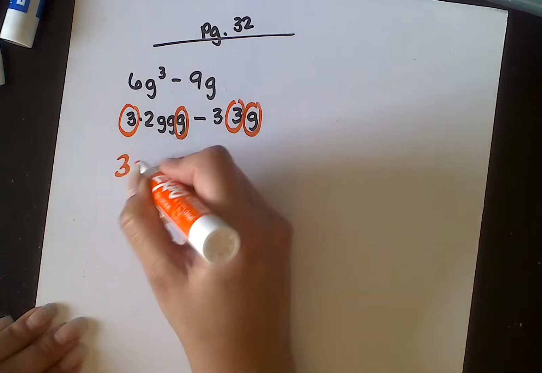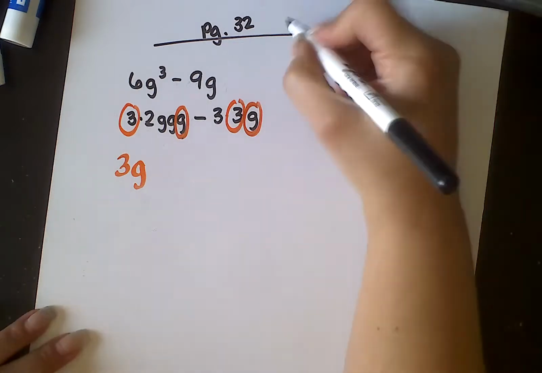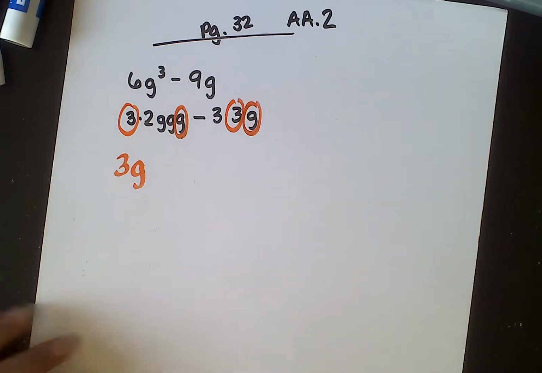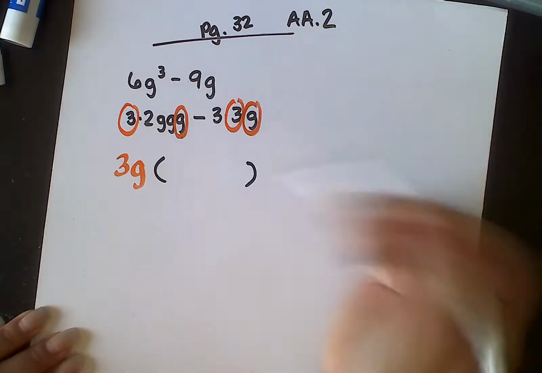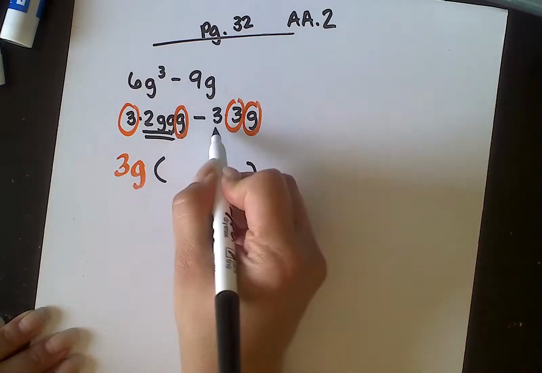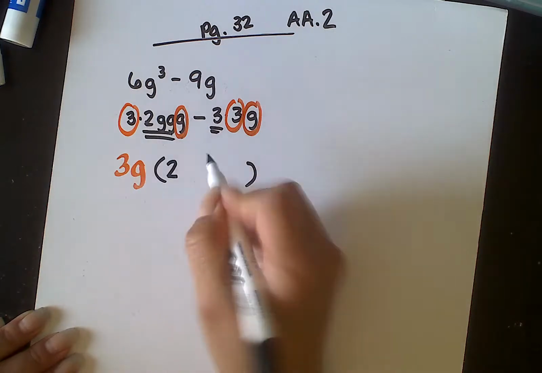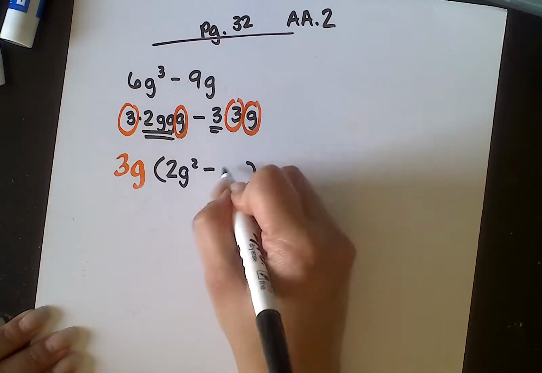That would be 3g is my GCF, which is what was asked for in AA.1. But again, right now, in case you guys just popped in, we're doing problems from AA.2. So it wants it in factored form. So GCF goes on the outside of your parentheses. Whatever's remaining uncircled is going to go inside the parentheses. So here I have 2 and then 2 g's, which is g squared minus 3.